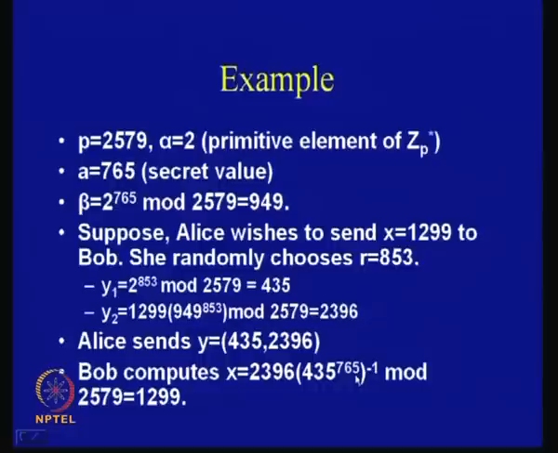because it neither has the knowledge of this, nor can it extract this knowledge, because of the assumption of the discrete log problem. Bob then multiplies with the inverse of 2396 and obtains x, which is 1299, the same as the initial value of x. That is the message. So mathematically, if you use ElGamal encryption, you get back whatever message you want to encrypt.